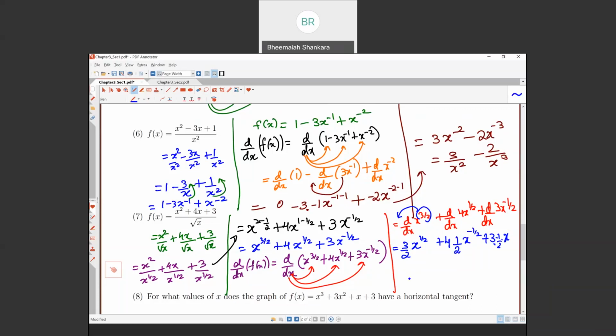So let's further simplify this. This is 3 halves x to the 1 half. Simplify the fraction 4 and 2, so you have 2x to the negative 1 half. Multiply the product. 3 times negative 1 half is negative 3 halves, x to the negative 3 halves. So this is the simplified form of the answer.